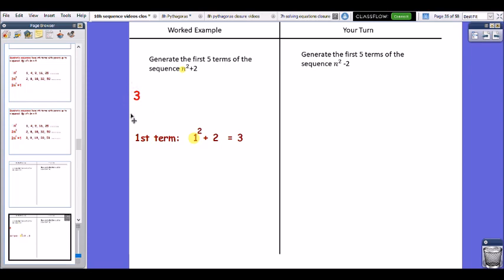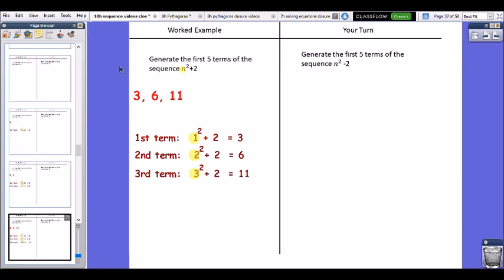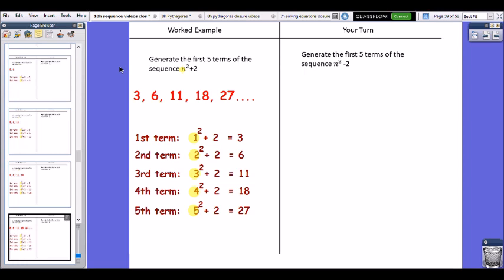To find the second term, instead of n squared plus 2, I'm going to call it 2 squared plus 2, because I'm replacing n with the term number I'm trying to find. So my second term would be 6. So to find the third term, I would do 3 squared plus 2 to get 11. The fourth term would be 4 squared plus 2 to get 18. And the fifth term would be 5 squared plus 2 to get 27.